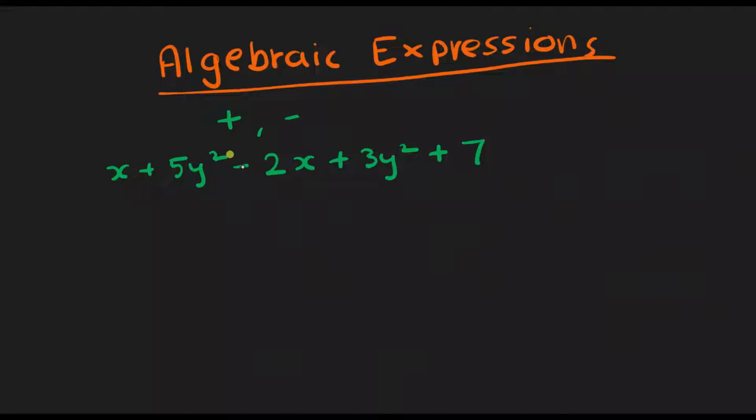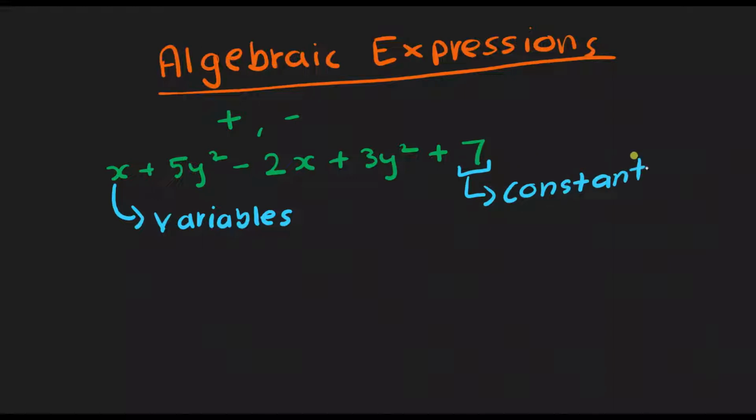Any unknown number can be represented by letters such as x and y and so on. And these letters are called variables. If we have a number by itself with no variables attached, such as 7 in this case, then that particular number is called a constant. If we have a number that is multiplied with a variable, such as 5, 2, and 3 in this case, then we call that number the coefficient.